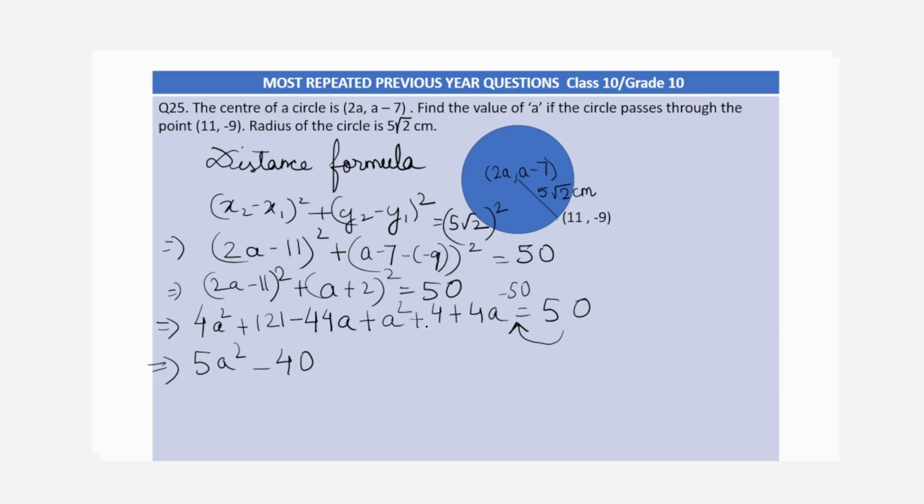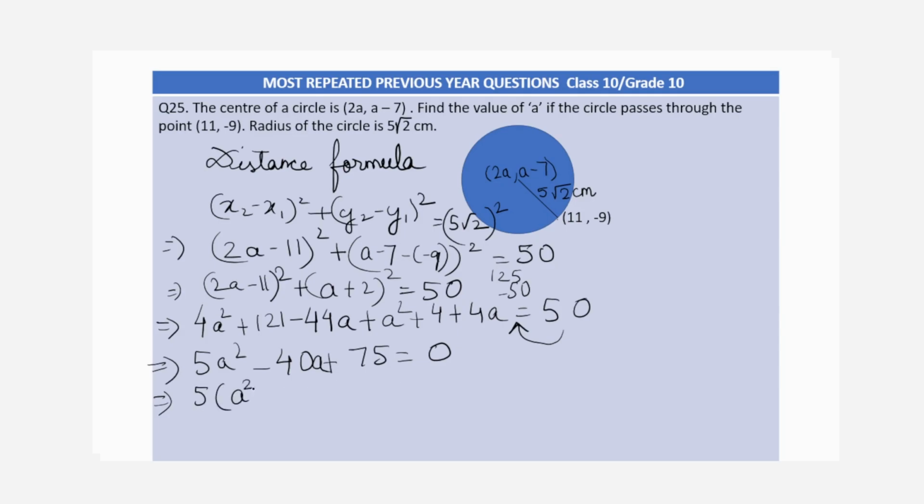So 121 plus 4 is 125. I just need to subtract this. It will be here 125 minus 50, it will be 75 equal to 0. So if you see, here I have not written a should be here. So if you see, all the terms here have got 5 as a common factor. So just remove it. We'll divide the entire thing by 5, or we take the 5 outside like this.